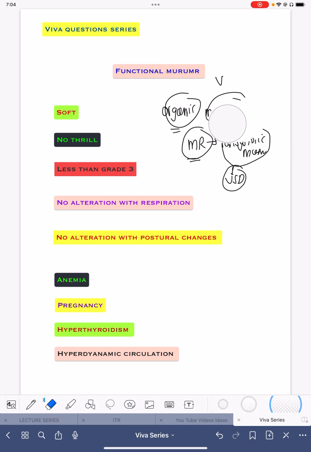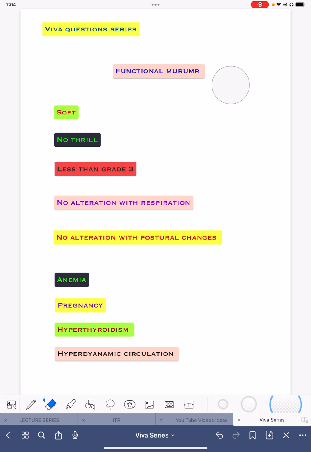But in a functional murmur, there is actually no damage or structural fault. In spite of that, the patient has a murmur. So how do we separate between functional and organic murmur? Now, we have graded these murmurs from grade 1 to grade 6, where a grade 6 murmur is very easily audible even without a stethoscope. So they are pretty loud.